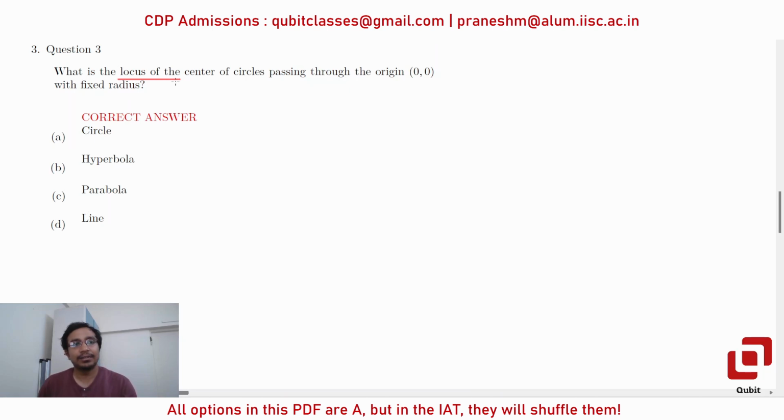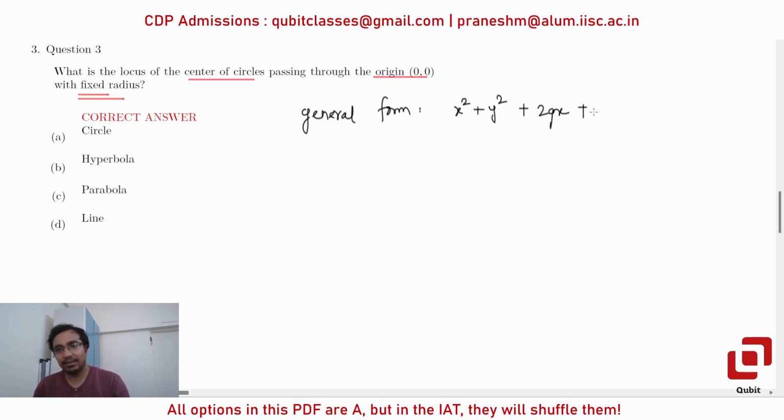What is the locus of the center of circles passing through origin with fixed radius? Circle, hyperbola, parabola, line. Simple. What we have to do is first start with the general form of the equation of a circle, which is x squared plus y squared plus 2gx plus 2fy plus c equal to 0. Now they are saying the circle passes through origin, so let's delete c. They are saying radius is fixed.